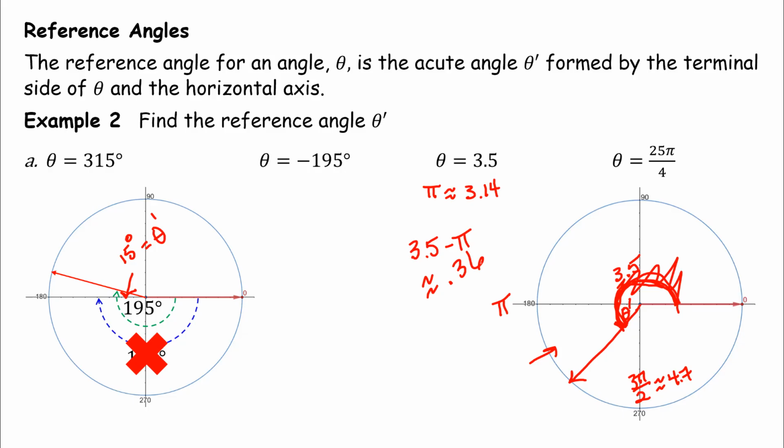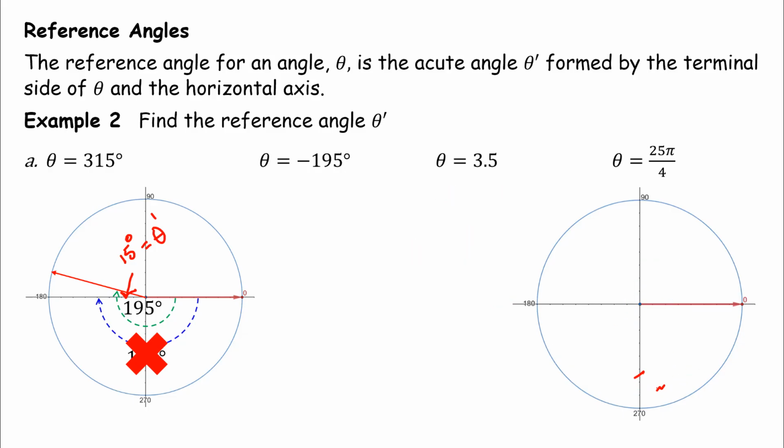So that one's a little bit trickier. 25 pi over 4, that's a big number. Remember that every time you spin around the circle, you go 2 pi radians. Well, 25 pi over 4 is how many radians? If we were to write this as a mixed number, 4 goes into 25 6 times with 1 left over, so this would be 6 and 1/4 pi radians.